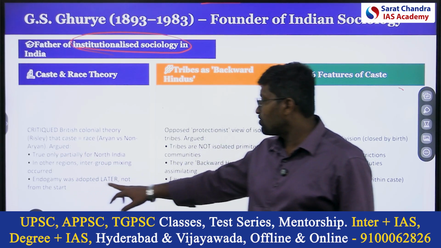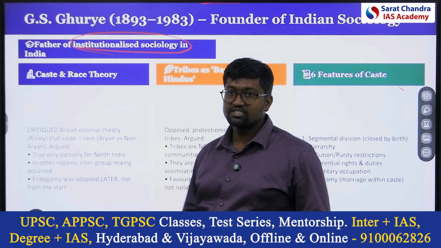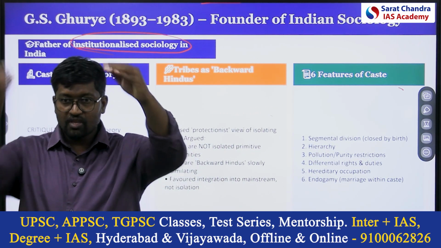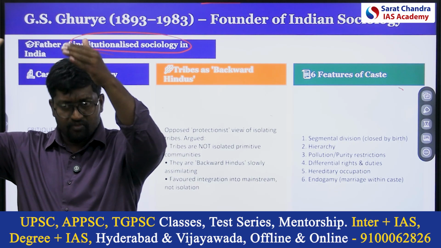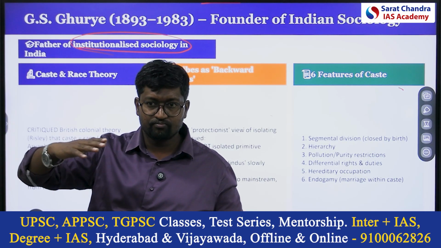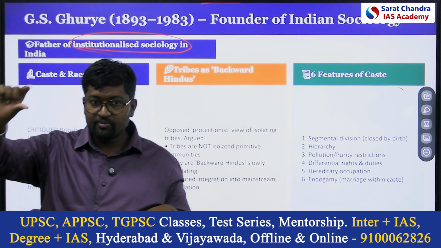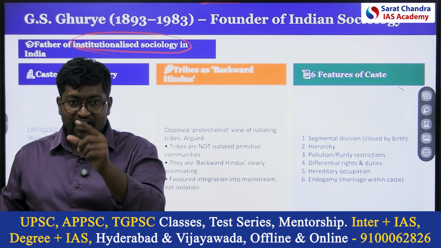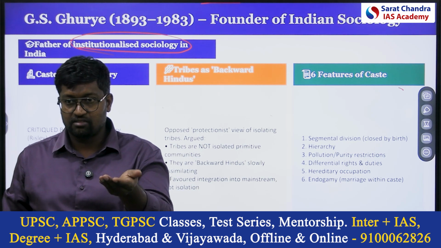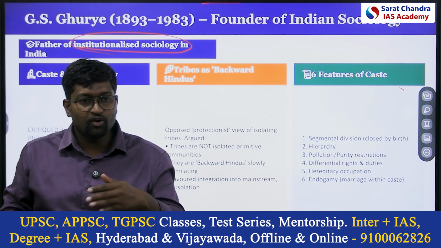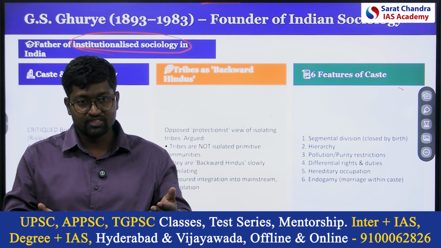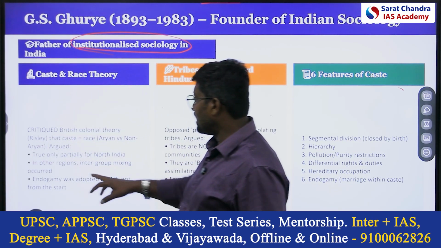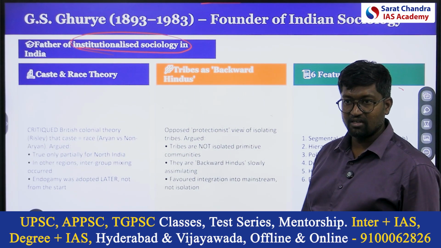Okay. Endogamy was adopted later, not from the start. Endogamy means race. They might have come from Persia. In North India, initially they started endogamy. Endogamy means white race people should only marry white race. But in South India, endogamy might have been practiced later. That is the reason why you see intermixing of the people. So that is what has been talked about caste and race.